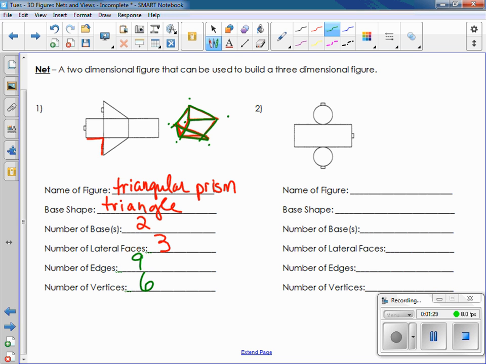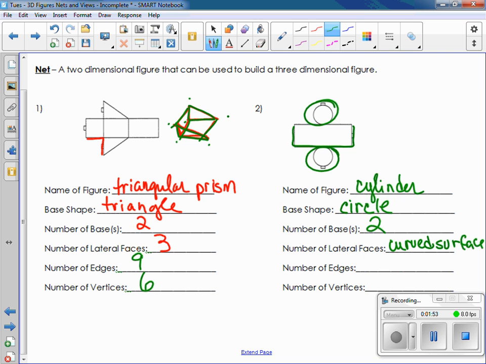This one's probably not hard to recognize. It is a cylinder. It's a cylinder versus a cone because there are two. The base shape is a circle. That's why we call it a cylinder. Number of lateral faces. Really, there's just a curved surface there is what we're going to write. You just need to know that that's a curved surface.